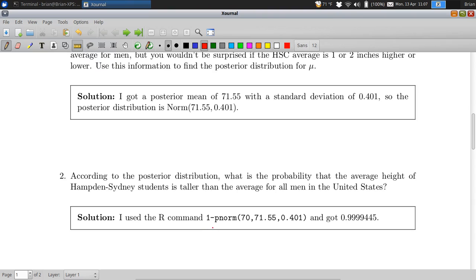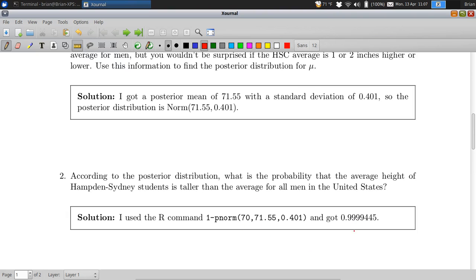You can use a quick R command to calculate that. I did 1 minus the p-norm. Location was 70, middle was 71.55, and standard deviation was 0.401, these same numbers. And I got a 99.99% chance that the Hampton-Sydney average is higher than the average for the United States. That's really clear and nice and simple. I really like this. This makes it way easier to say things with confidence than you would with a hypothesis test, right?